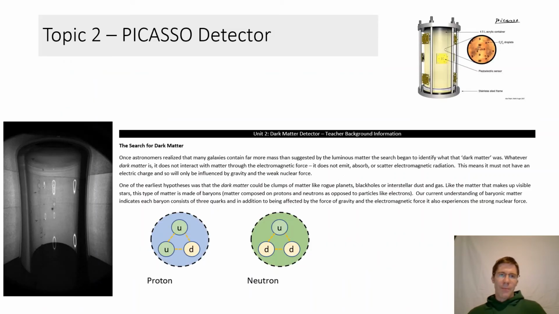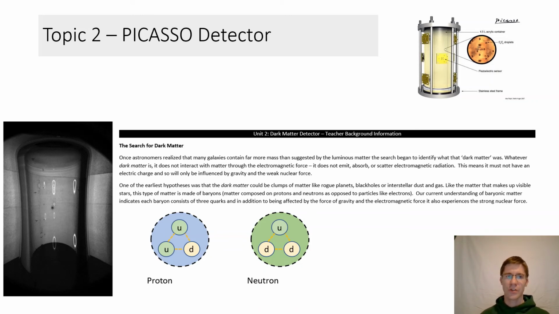So the second topic was looking at a particular dark matter detector, in this case Picasso. This is a bubble chamber, and this was a fairly new topic for me. I had to do a lot of research on my own to figure out how these actually worked. In some cases there's a bit of a stretch to some of the physics 20 and 30 topics, but there's a lot of good connections to nuclear physics, conservation of energy, and conservation of momentum.